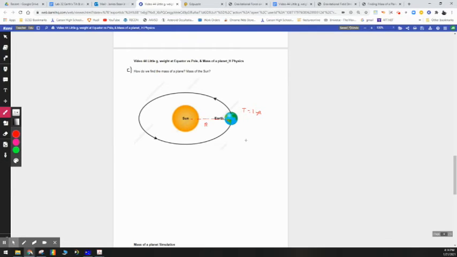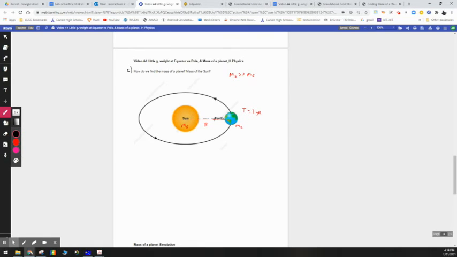We'll call this the mass of the Earth, and of course we'll call this the mass of the Sun. What we want to know is: what's the mass of the Sun? In order to use this model, we have to assume a couple of things. We need to assume that the mass of the Sun is much, much greater than the mass of the Earth. That's our first assumption. All right, so let's see how we would do this problem.